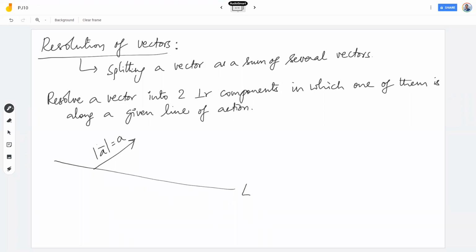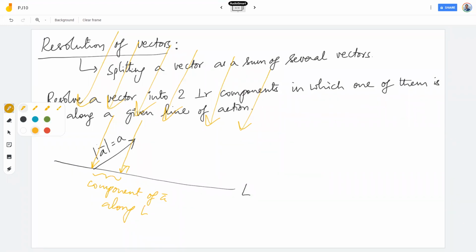So for that, what do I do? I'll assume there is a lot of light coming from infinity, perpendicular to this line L. I'll assume that a lot of light is falling on the line L. If a lot of light falls like this, perpendicularly, the shadow of the vector on the line L is called the component of A along L. This shadow is what is called the component of A along line L. This is only a concept, only a way of explaining it, so don't take it that way directly.